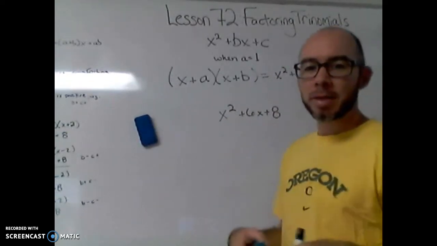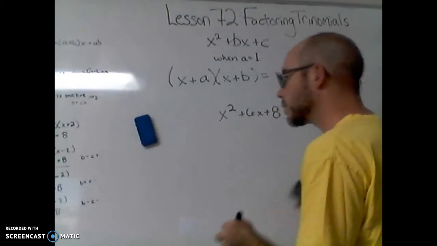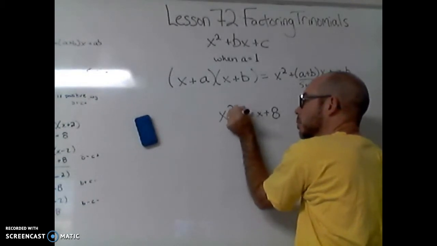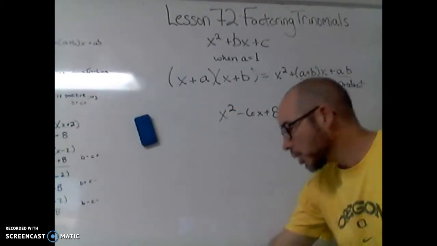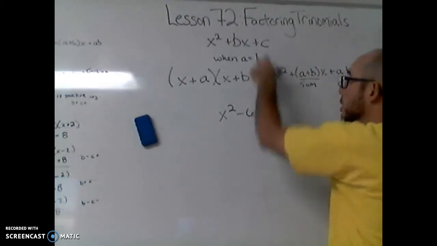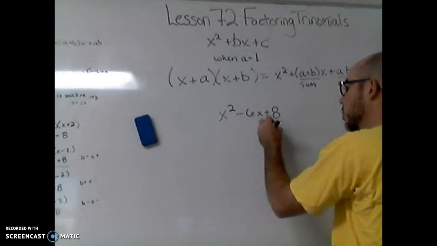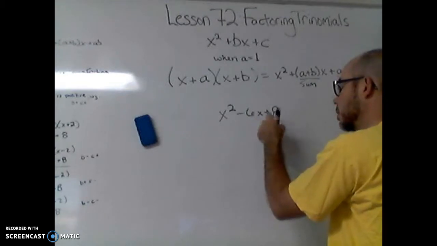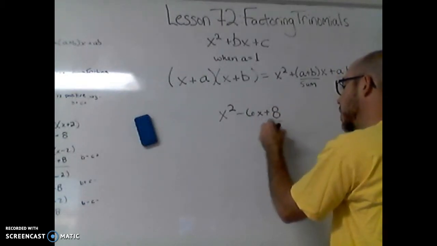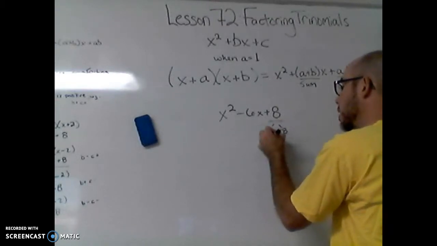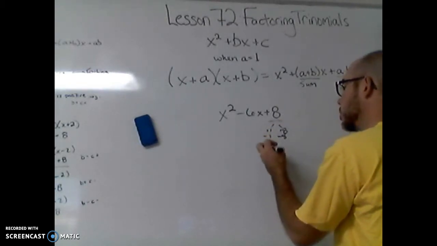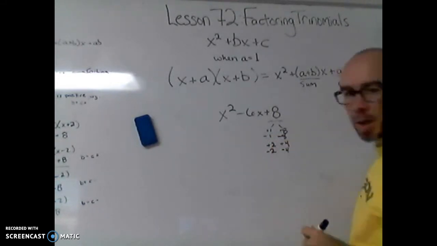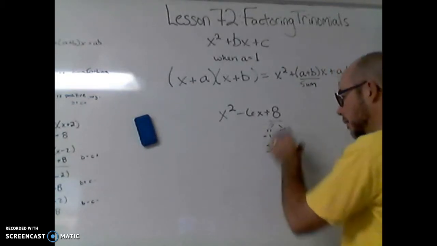So what I'm going to do now is start mixing these things up with positives and negatives. I'll give you one that's a lot like this one. I'm just going to change the sign on this one right here. We still want to start here on this number C and go through all the different combinations of factors. So we look at 8 and say it could be a positive 1 or a positive 8, or a negative 1 and a negative 8, positive 2 and a positive 4, and a negative 2 and a negative 4. And we need the sum of negative 6 out of these factors.